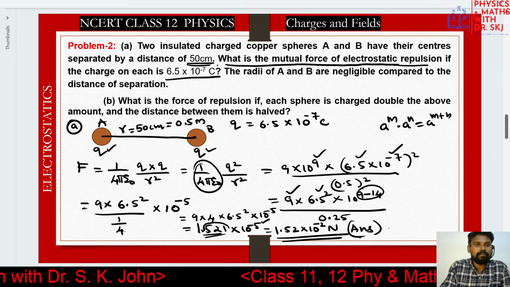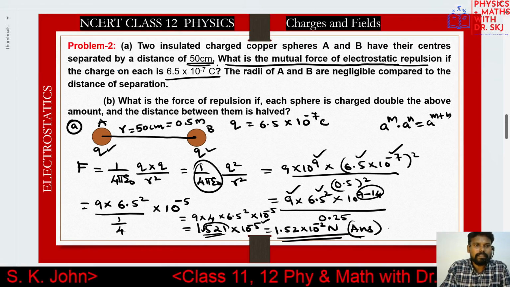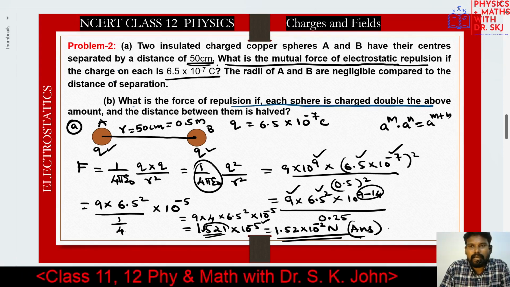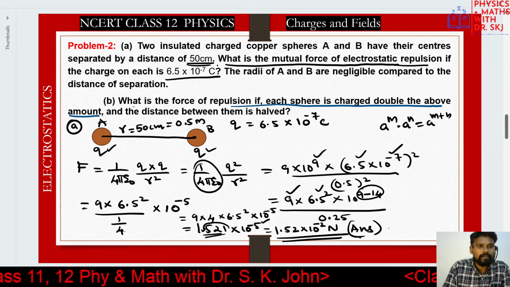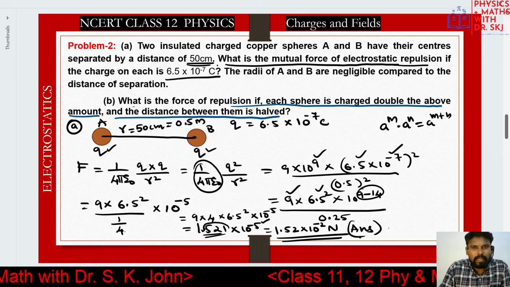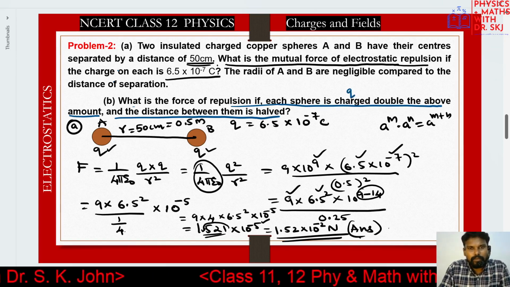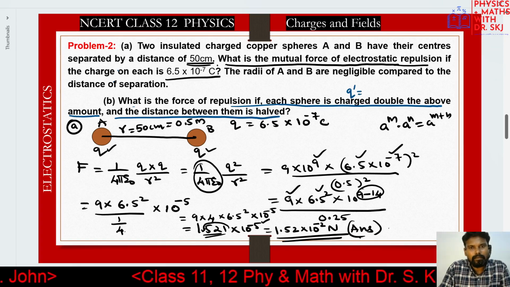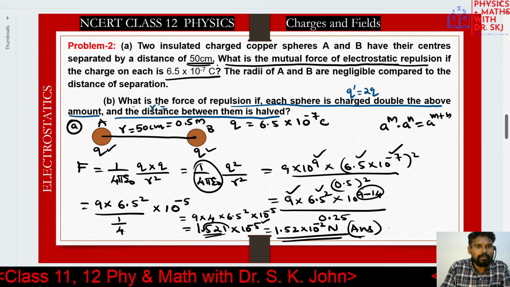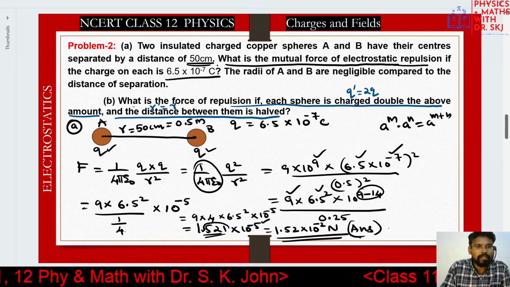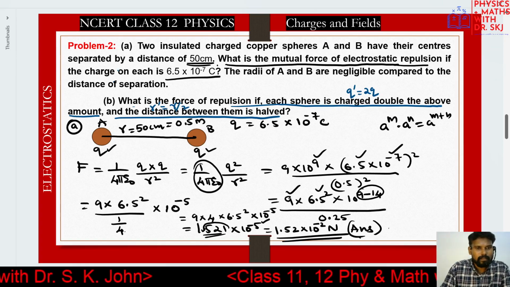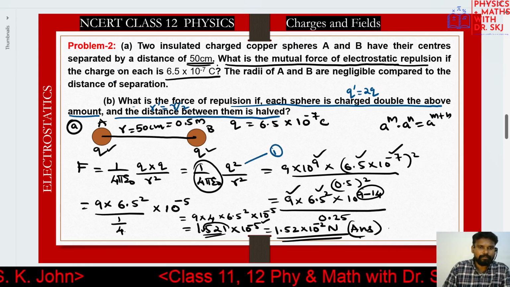Now we are going to part B of the question. Read part B. What is the force of repulsion if each sphere is charged double the above amount and the distance between them is halved? So we are doing two things: charge is doubled, so the new q, or q dash, is equal to 2 times q. And the new distance r dash is r by 2. So we have to put these changes in the equation.